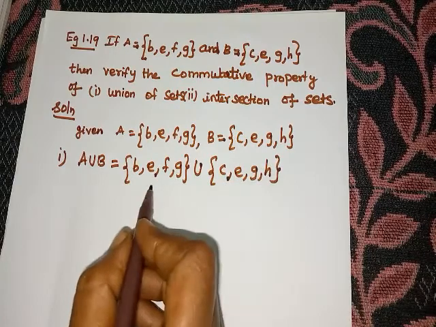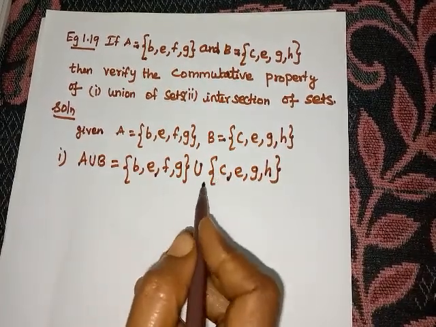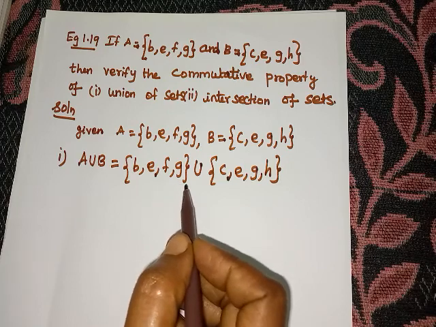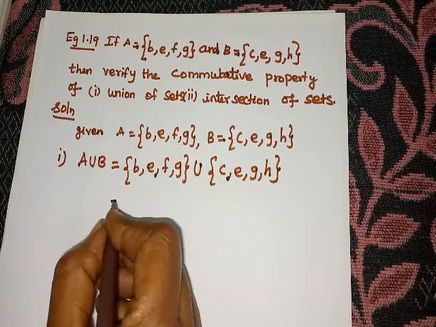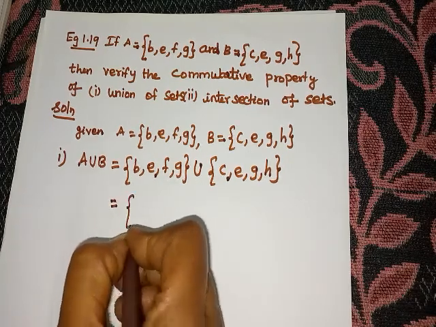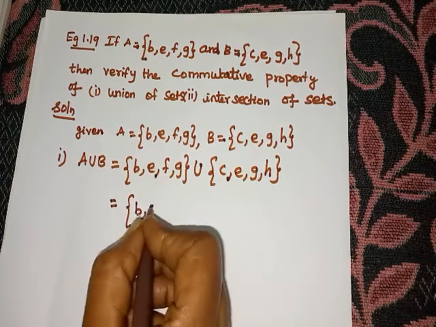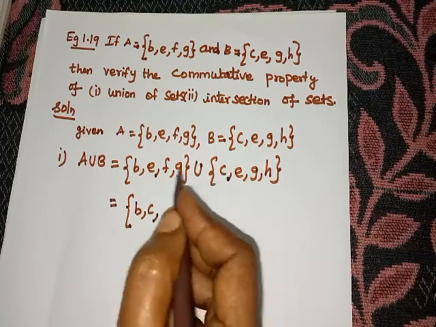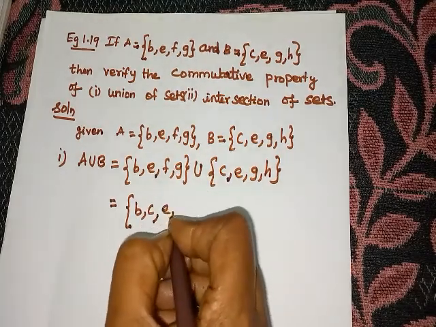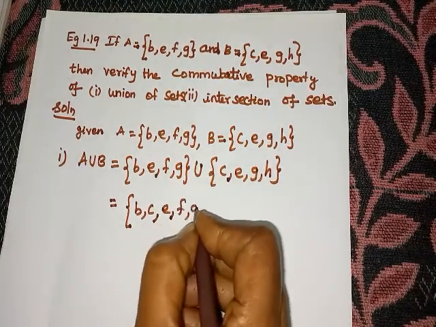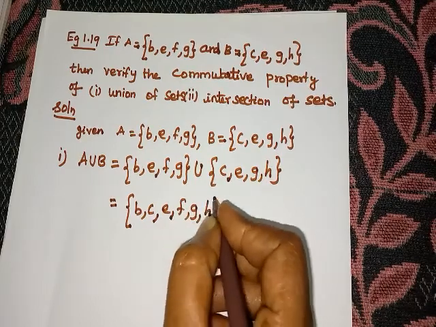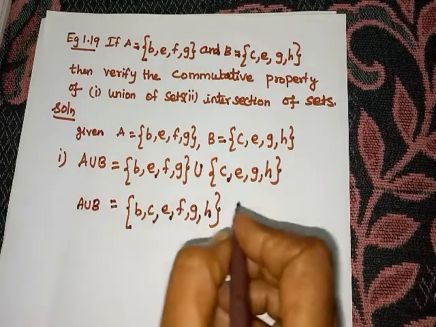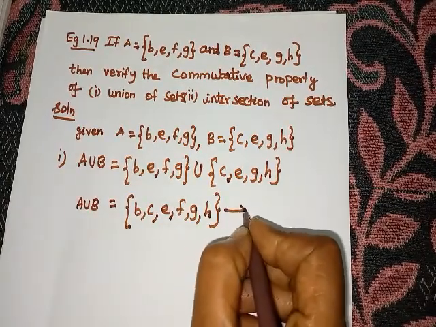Okay, union means we have to combine both the sets. Join them, but each element should be written once. So what is the answer? Tell me. Both the sets we have to combine: B, C, E, F, G, H. So A union B is equal to this one. Let's call this equation number 1.